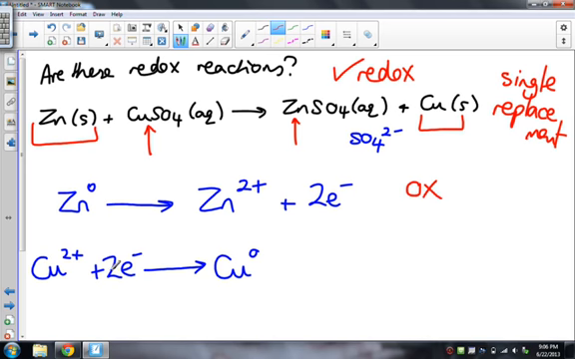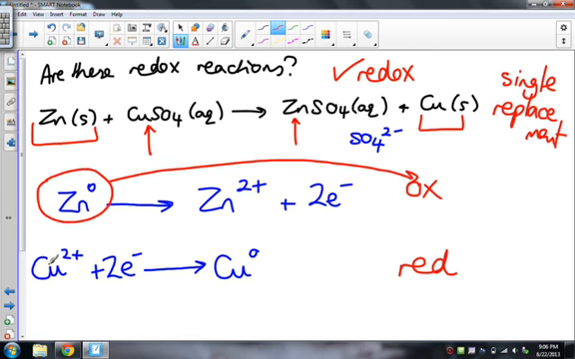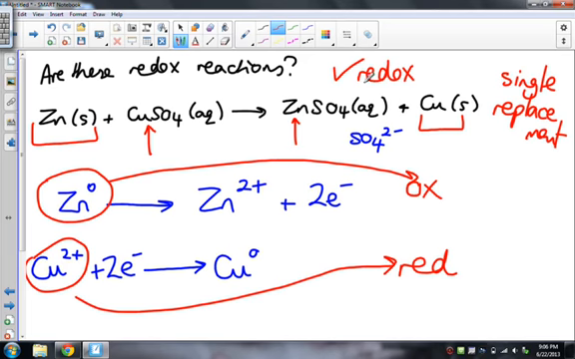This guy is gaining those electrons to form this. It's being reduced. Therefore, the zinc is being oxidized. The copper 2 plus is being reduced. So not only was it a redox reaction, but we figured out what was oxidized and what was reduced.